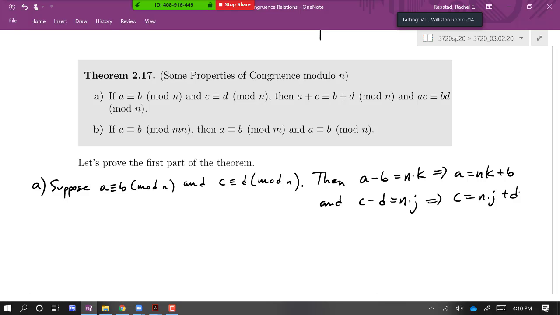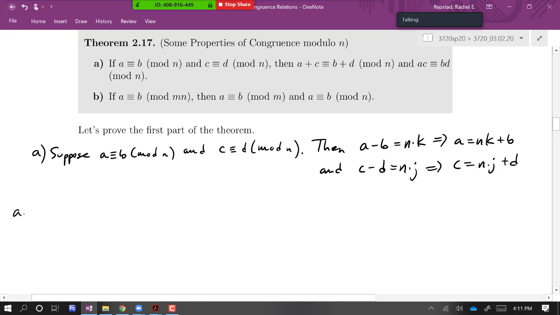I've decided to rewrite them the way I did over here on the right side because we're trying to show something is true about A plus C and B plus D, and then also A times C and B times D. It'll be helpful to have these expressions for A and C individually. So let's make some observations.